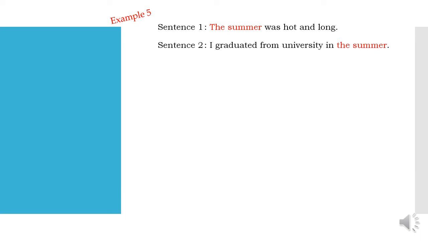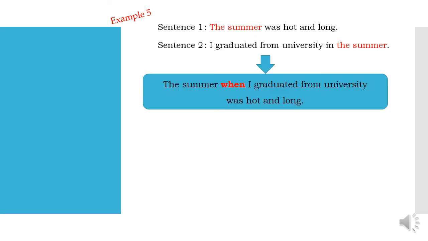The next example. Sentence 1 says, the summer was hot and long. Sentence 2 says, I graduated from university in the summer. What's the similarity from each sentence? Yes, it is the word summer. Summer indicates time, certain time. It's a season. So, let's connect the two sentences using relative clause. It becomes the summer when I graduated from university was hot and long.